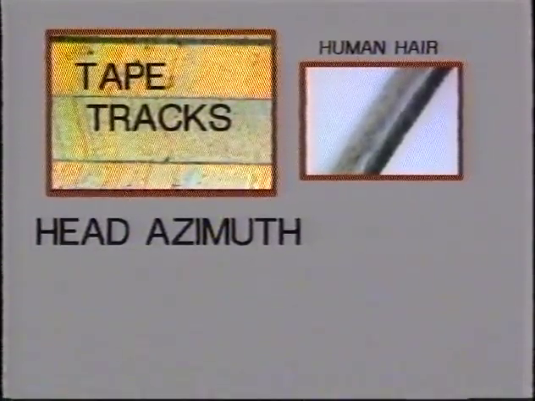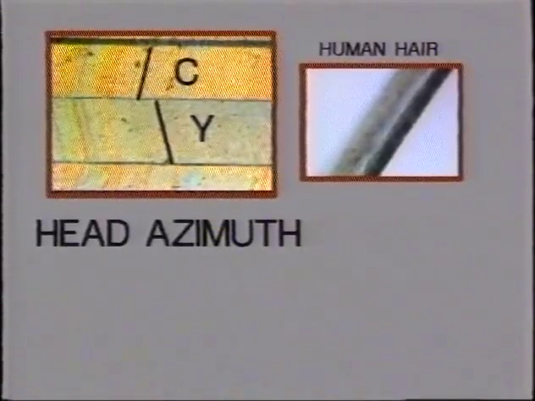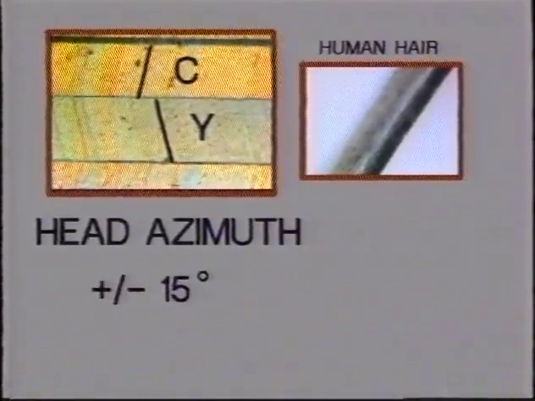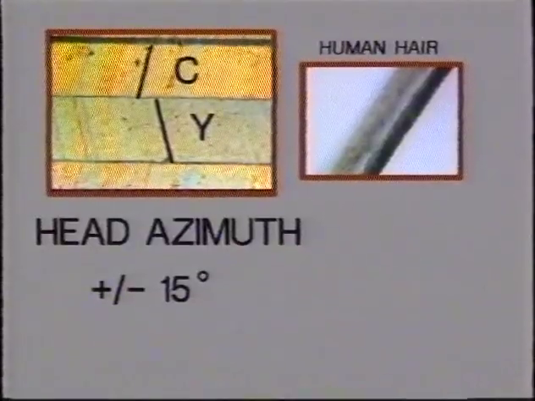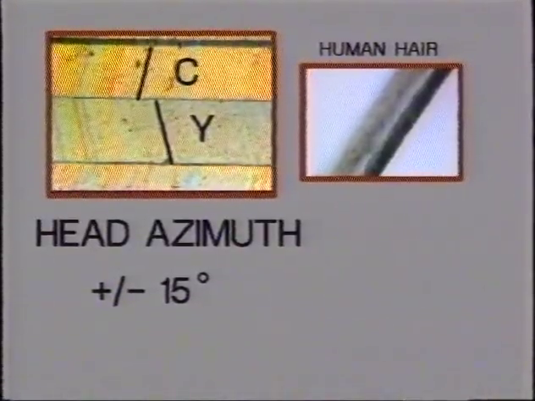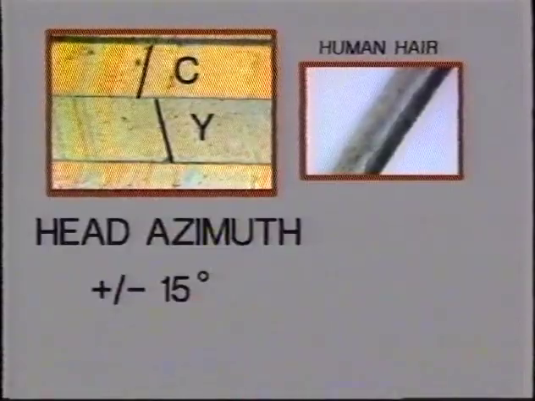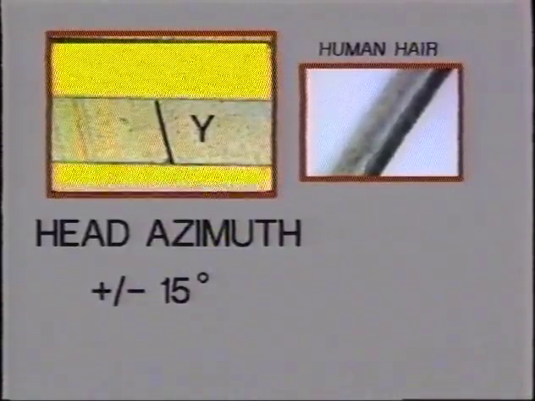Here we can see the head azimuths. They are each set at 15 degrees, giving a relative 30 degrees when combined, making any adjacent track equivalent to a guard band.